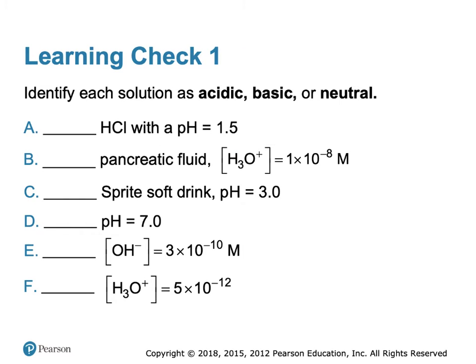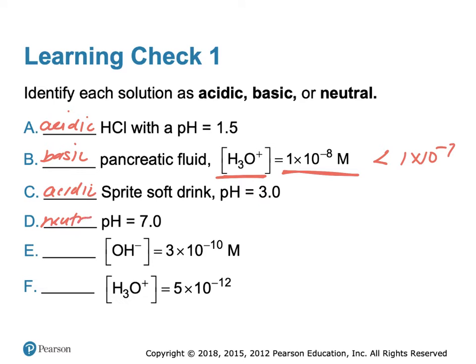So let's do a learning check. We need to identify each solution as acidic, basic, or neutral. So HCl with a pH of 1.5 would be acidic. Pancreatic fluid that has a hydronium ion concentration of 1 times 10 to the minus 8. Now, you should know that 1 times 10 to the minus 8 is less than 1 times 10 to the minus 7. So what this means is that this solution will be basic. Sprite has a pH of 3. It is acidic. When you have a pH of 7, you are neutral.